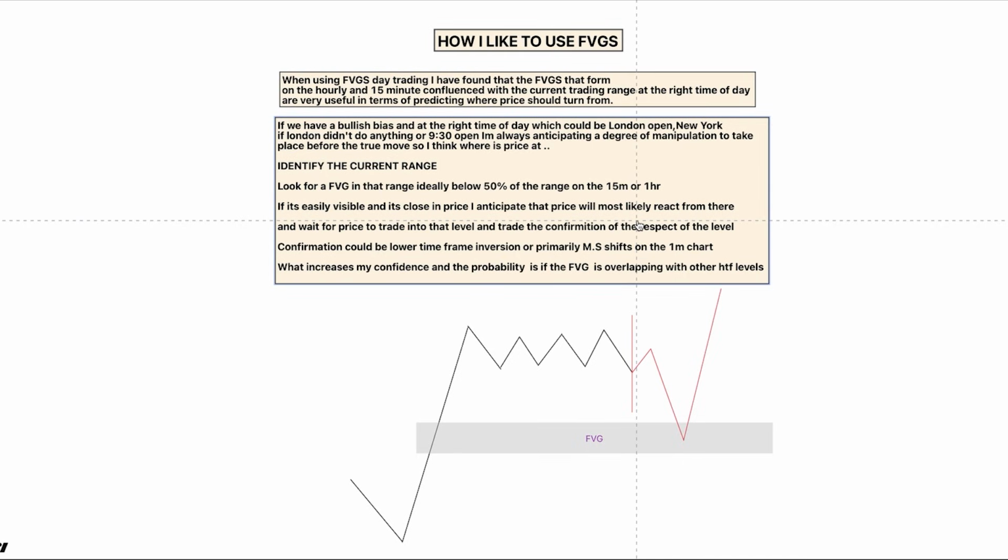And obviously that confirmation could be on a lower time frame. As it hits that 15-minute or 1 hour fair value gap, I'm dropping down to a 1 minute chart and I'm looking for an inversion, or primarily what I like to look for is market structure shifts towards the intended direction I want to see price going. That's the confirmation that this fair value gap has worked, and then I'm just trading in line with the true direction of price.